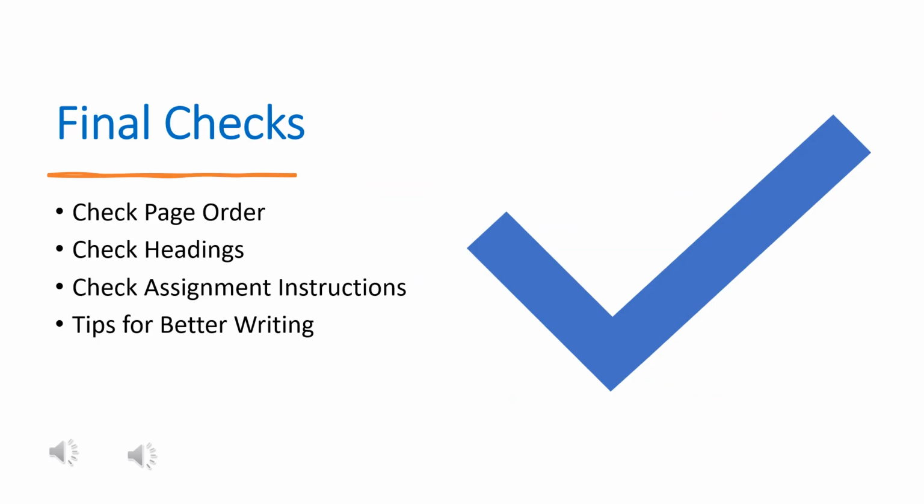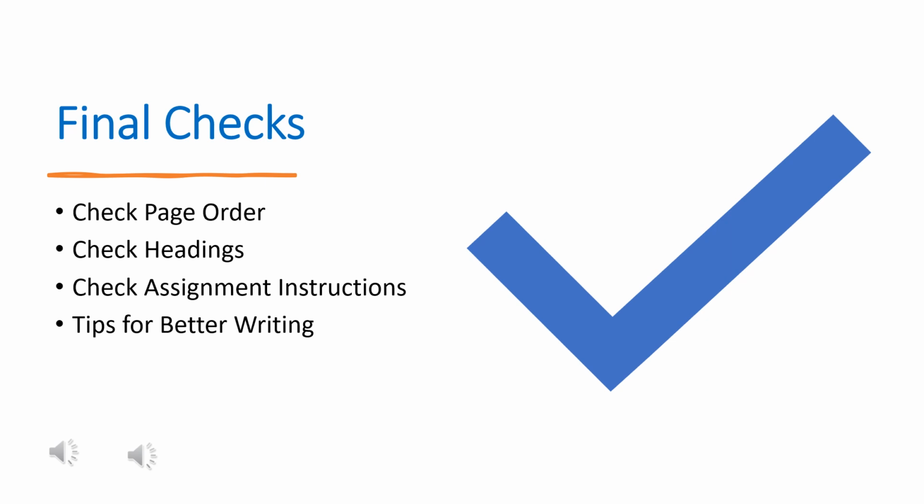As a final checklist for your papers, let's check each of these elements. First, check the page order. Arrange pages in the following order. Title page, page 1. Text starts on page 2. Reference list starts on a new page after the text. Each paragraph is indented 5 spaces.